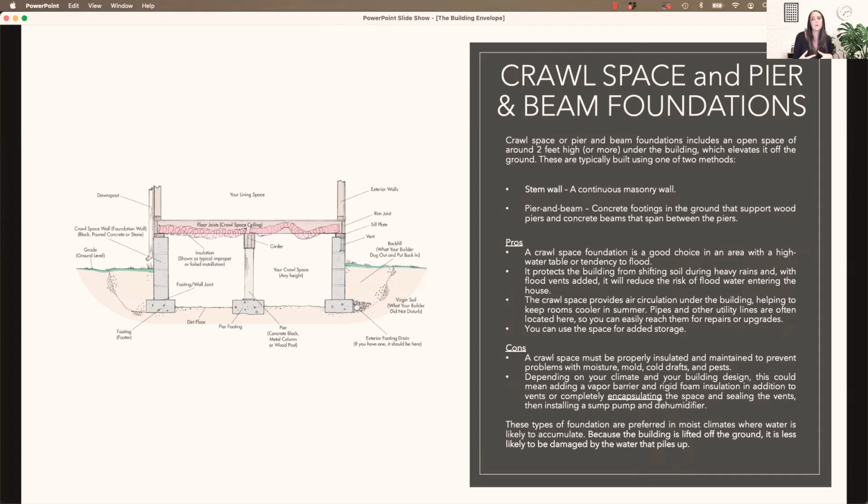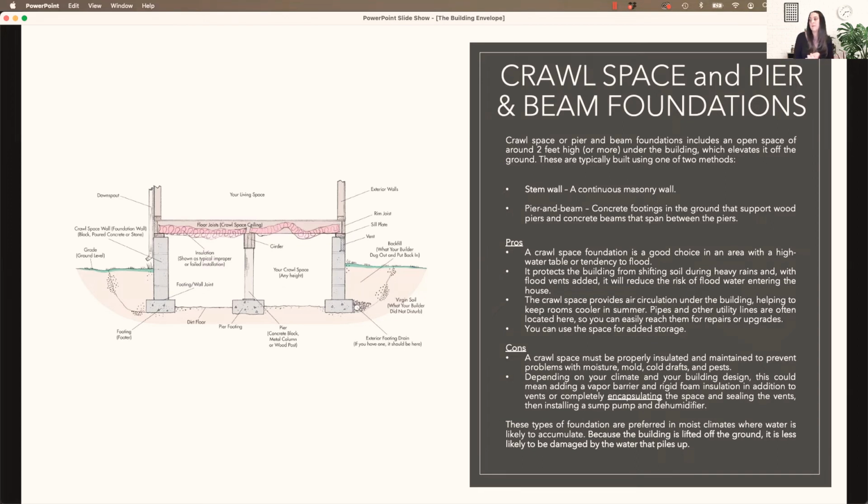So crawl spaces are great because they get your building up off the ground and away from that moisture. These are really good for flood zones, to protect a building and make sure they stay dry. You can also use that area for storage. It's a great place to run systems, so electrical wiring, plumbing systems, things like that can all be run through the crawl space area and take up less room in the walls and other areas of the building.